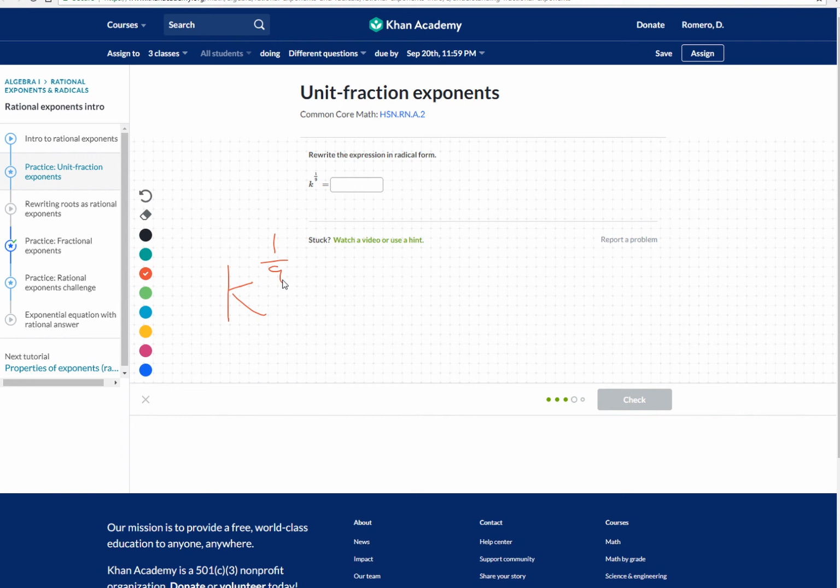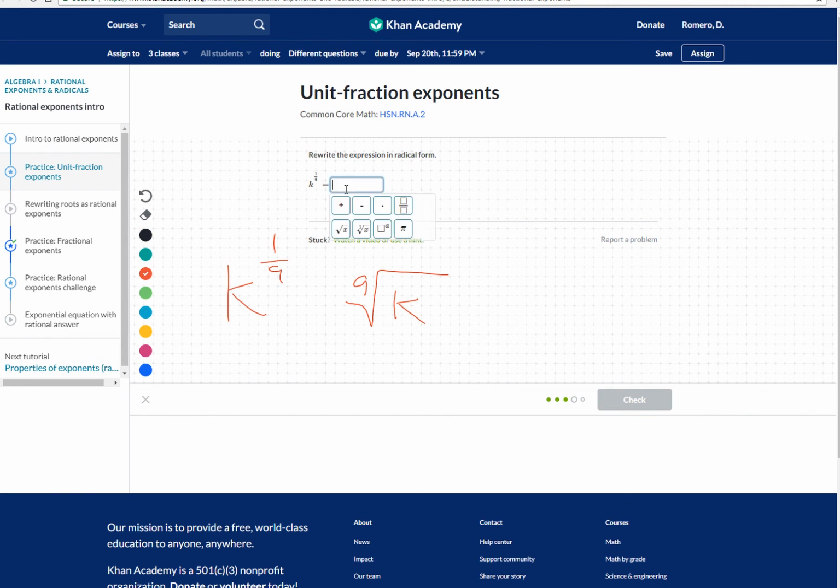And all they want me to do is rewrite it in radical form. Now the denominator becomes the index, so it would be the 9th root of k to the first, which is just k. Last period, I just had this as a question. Mr. Romero was trying to do the assignment, but it wouldn't let me put in any root other than a square. It wouldn't let me put in an index. So hopefully that person goes home and watches the video tonight.